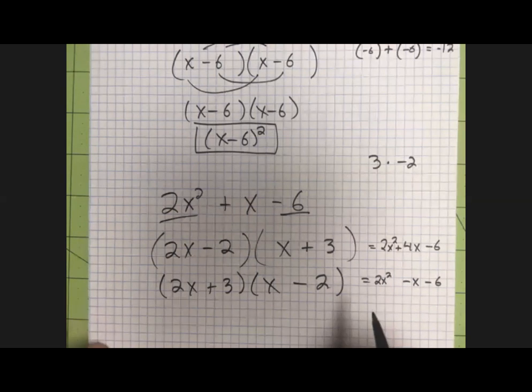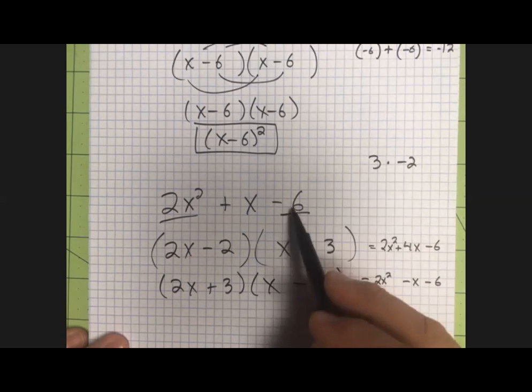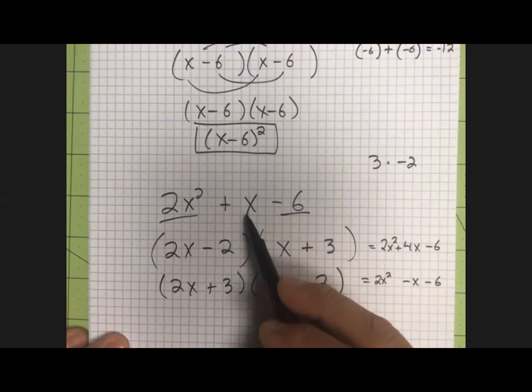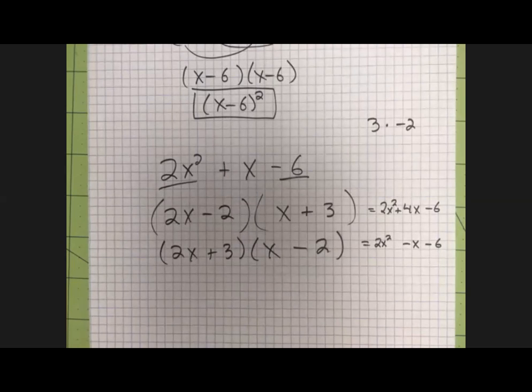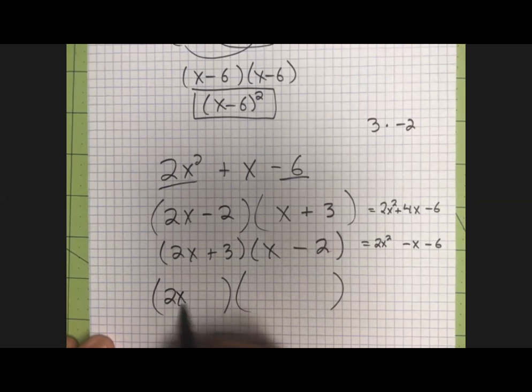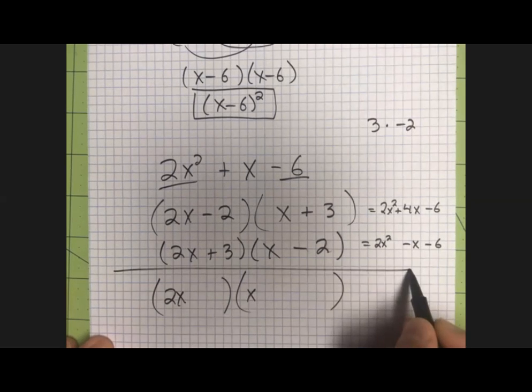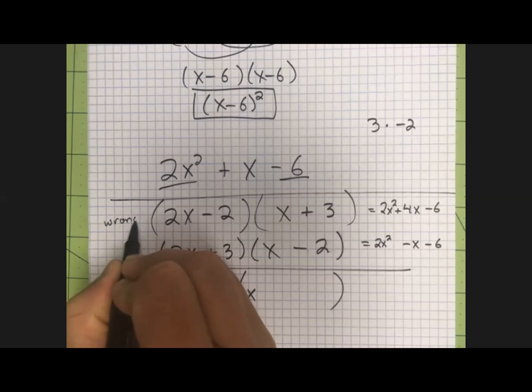So what did I do wrong? Nothing. By guessing. That is true, that 3 times minus 2 is minus 6, and 3 plus minus 2 is 1. But what I did is I ignored the 2. What I really want is to say, what does that 2 do? These are both wrong.